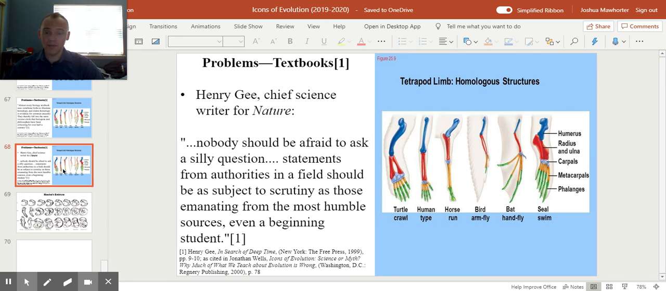Henry G., chief science writer for Nature, points out, although I think this is more difficult in real life than probably is realized, but he writes, "Nobody should be afraid to ask a silly question. Statements from authorities in a field should be as subject to scrutiny as those emanating from the most humble sources, even a beginning student." And so Henry G., he's an evolutionist, he's a scientist, but he writes that these things should be questioned, these paradigms should be questioned.